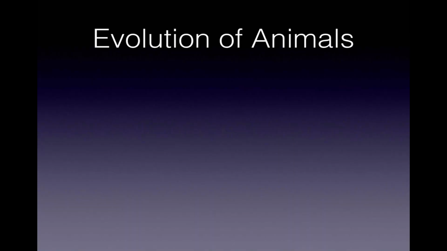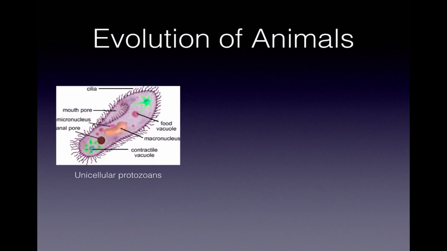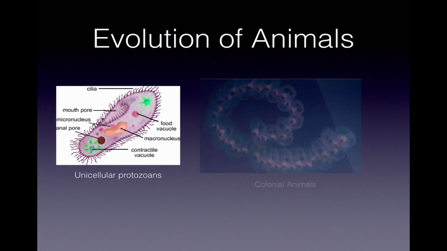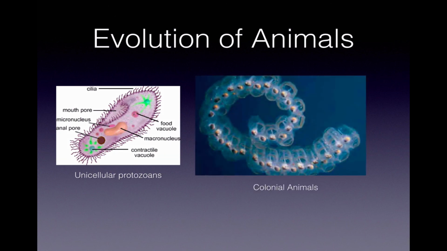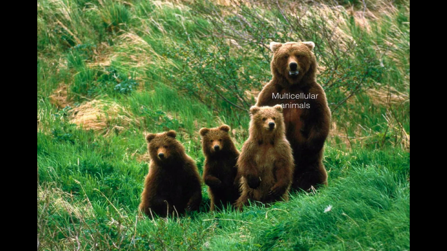Now, animals have evolved in a similar trajectory or a similar pathway. We start out with unicellular animal-like creatures called protozoans. We then become simple colonial animals where we have individual cells living together and specializing in some way to become a larger organism. Until finally, we evolve true multicellular animals with tissues and organs that can live on land, like this family of bears here, multicellular animals.